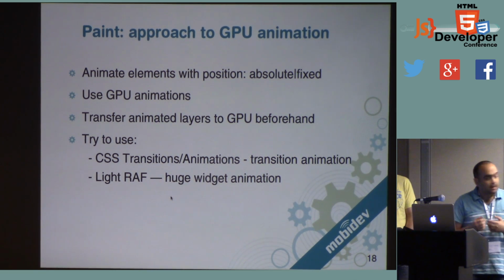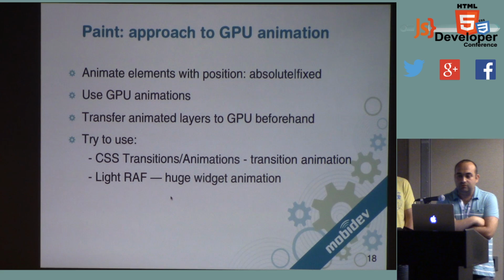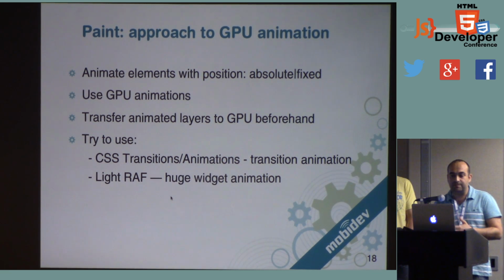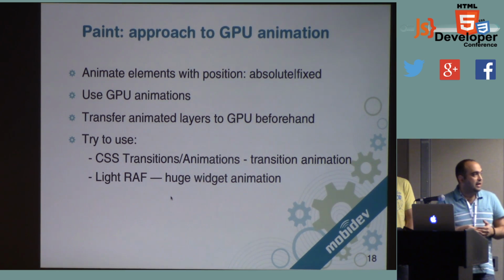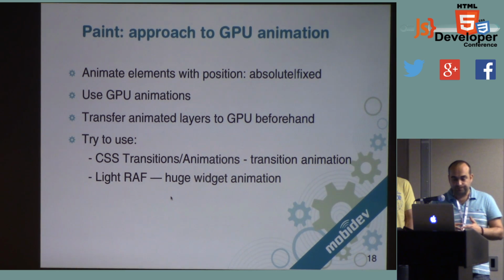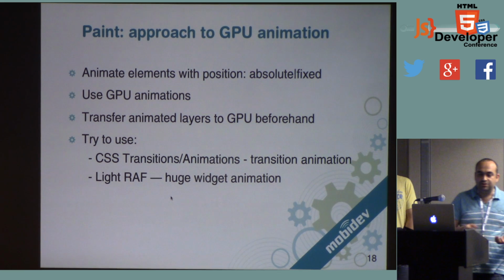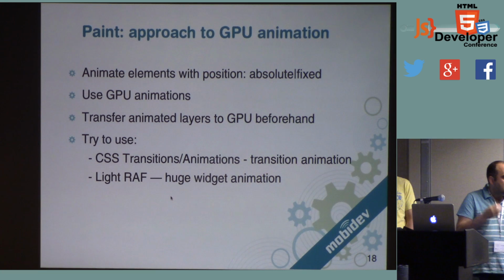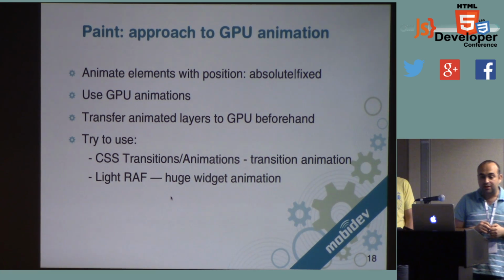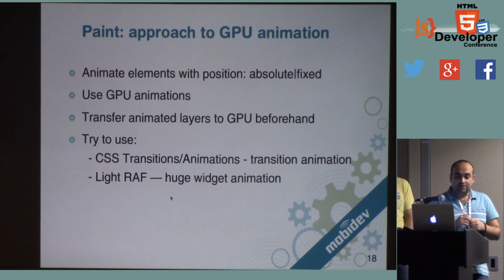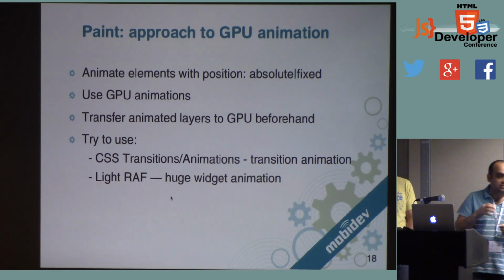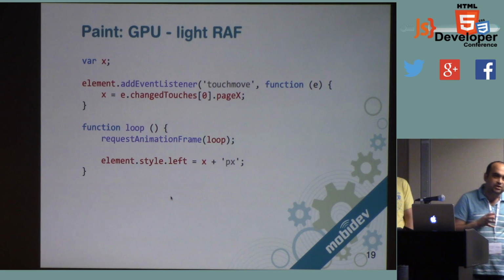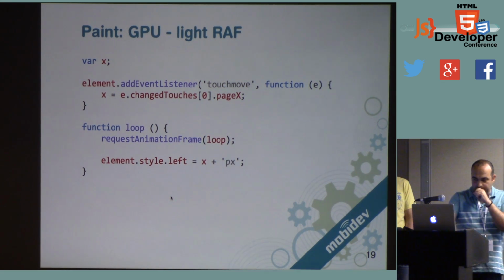And what about approaches to GPU animation? The first, animate elements with position absolute or fixed, because they are already separate layers. Use GPU animation. Transfer animated layers to the GPU before you start your animation, and try to use CSS transition with lite requestAnimationFrame if you need some huge widget with user interaction.